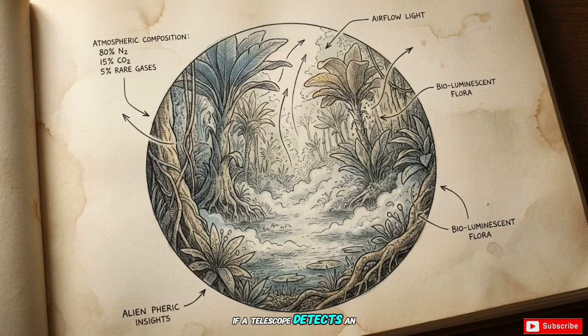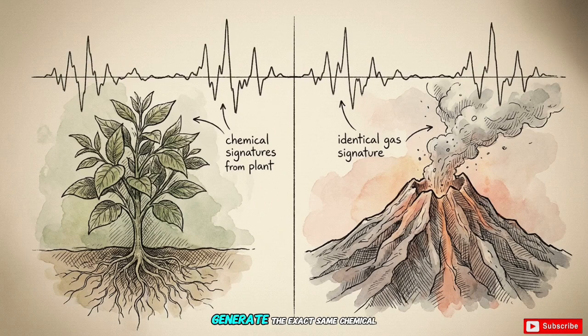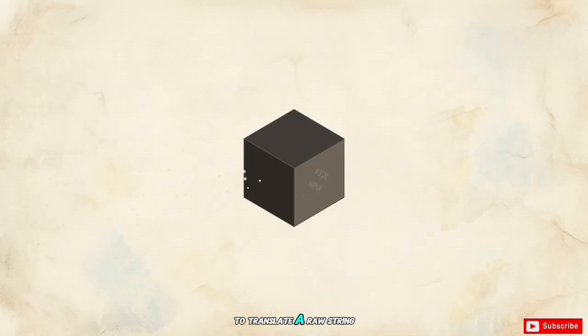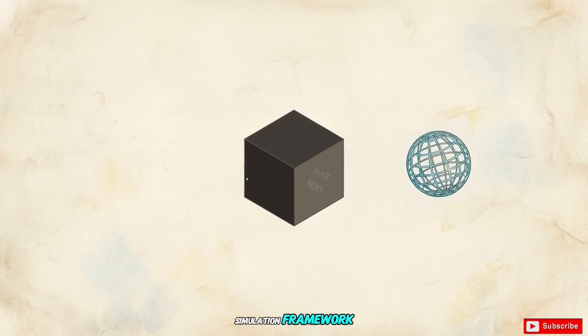If a telescope detects an absorption feature indicating oxygen or methane, it is tempting to declare we have found a biosphere. However, an isolated chemical signature remains an incomplete observation. Abiotic planetary processes generate the exact same chemical patterns, effectively mimicking the biogenic signals we are looking for. To translate a raw string of photons into an accurate environmental context, we need a rigorous computational simulation framework.